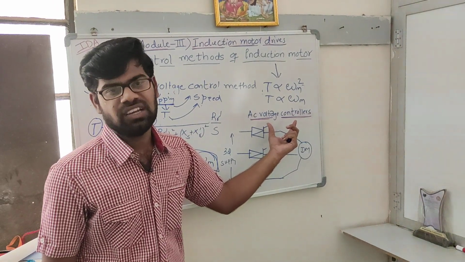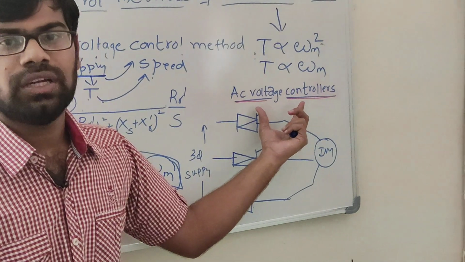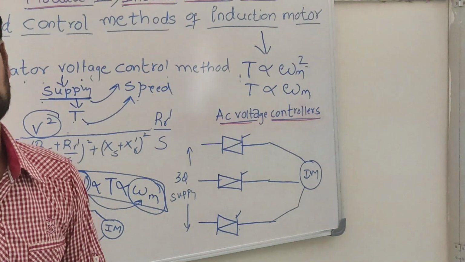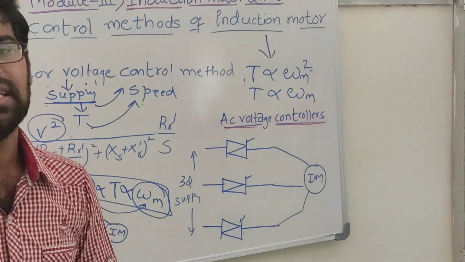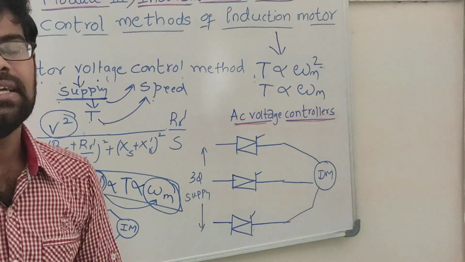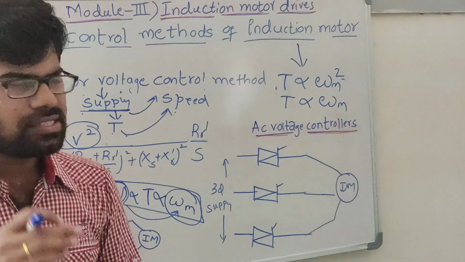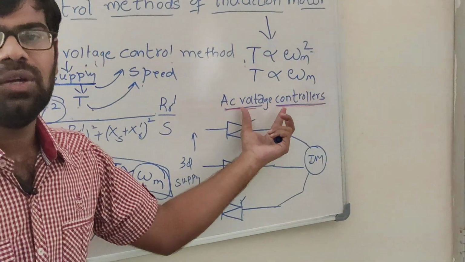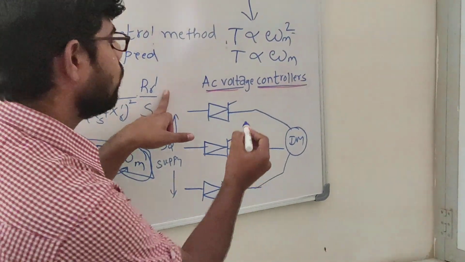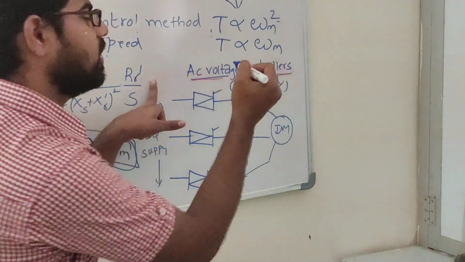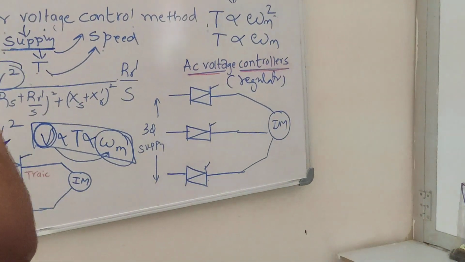I think you are familiar with this AC voltage controller from the power electronics laboratory. Using a triac and diac, we have controlled the lamp. We have controlled the speed of motor. So the same operation takes place here. It is nothing but an AC voltage controller. It is also called a regulator. You can say it as a regulator.